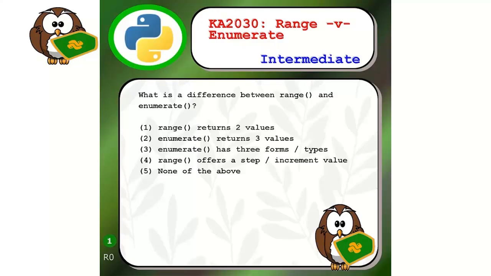KA 2030, range versus enumerate. Believe it or not, this is an old question. When we ask, what is a difference between range and enumerate? Is it that one, range returns 2 values? Or 2, enumerate returns 3 values? Or 3, enumerate has 3 forms or types? Or 4, range offers a step or an increment value? Or 5, none of the above?